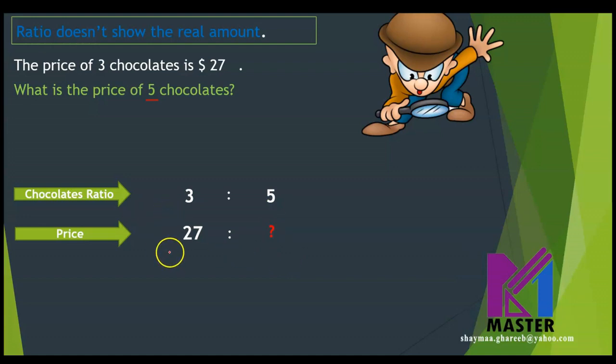I will look at the numbers, then I will compare. 3 to 27, I will multiply the 3 by 9. If I multiply the 3 by 9, it will give me 27. So I will do exactly the same with the 5. I will multiply the 5 by 9 to get the price for the 5 chocolates, which is $45. Okay, this is another type of question.